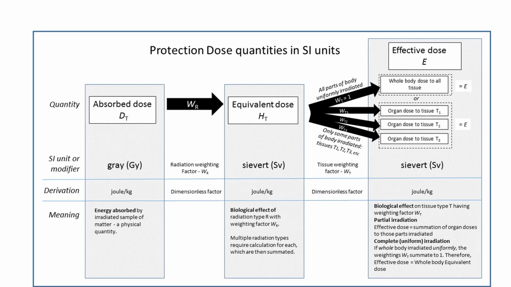And last is effective dose. In effective dose, what we're talking about is the biological effect on tissues, and this biological effect has a weighting factor. So in other words, each tissue has a weighting factor that correlates to its sensitivity to radiation.